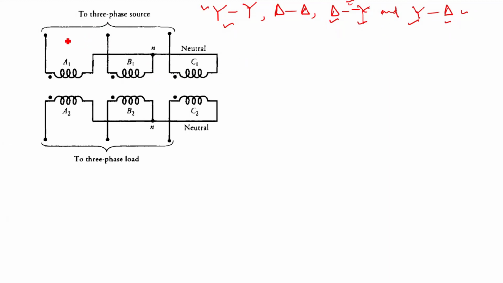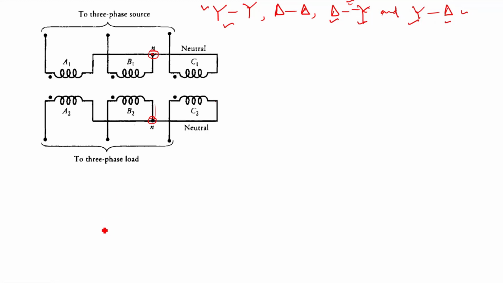Now whatever you are seeing in this figure is a star-star connection. We can see there is a common neutral point, where each of the undotted terminals is connected at the star point, the neutral point. Similarly here also, each of the undotted terminals is connected to the neutral point. So this is a star-star connection, and we will draw the phasor diagram for this.